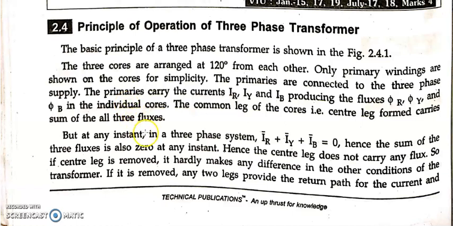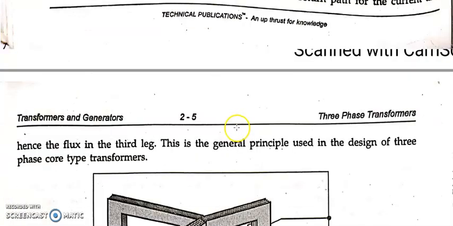Here, at any instant, you can see that the summation of the currents is equal to 0, and the summation of the fluxes will also be equal to 0 at any instant. Hence the center leg does not carry any flux. This will be very clear here.